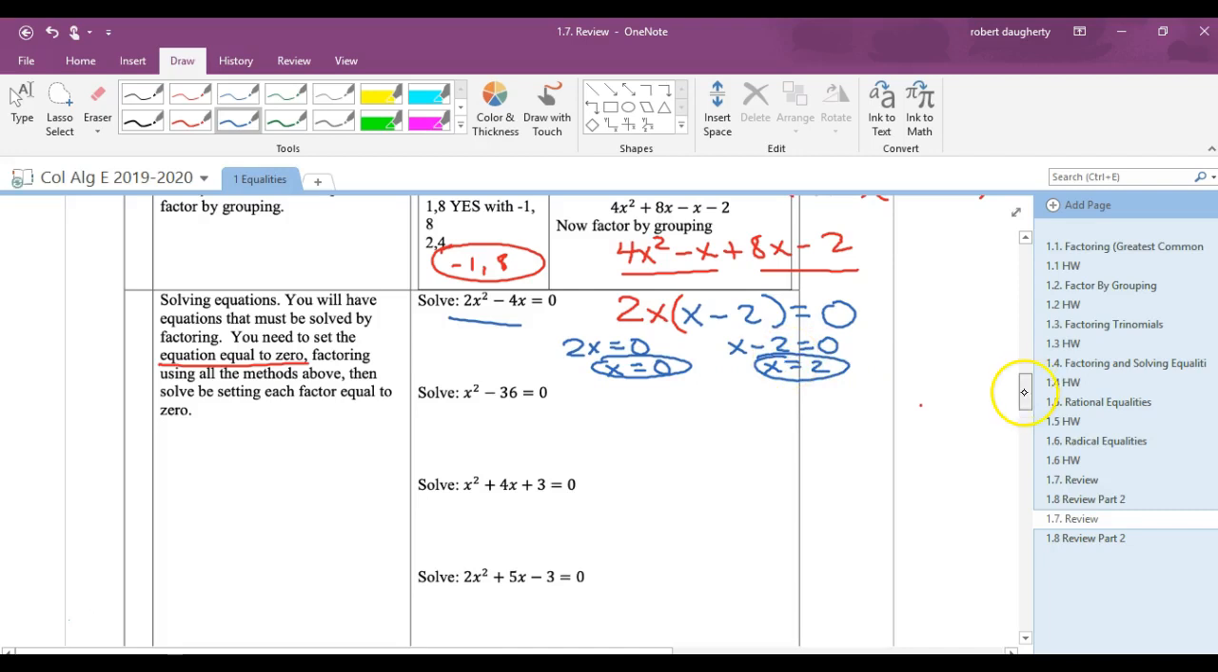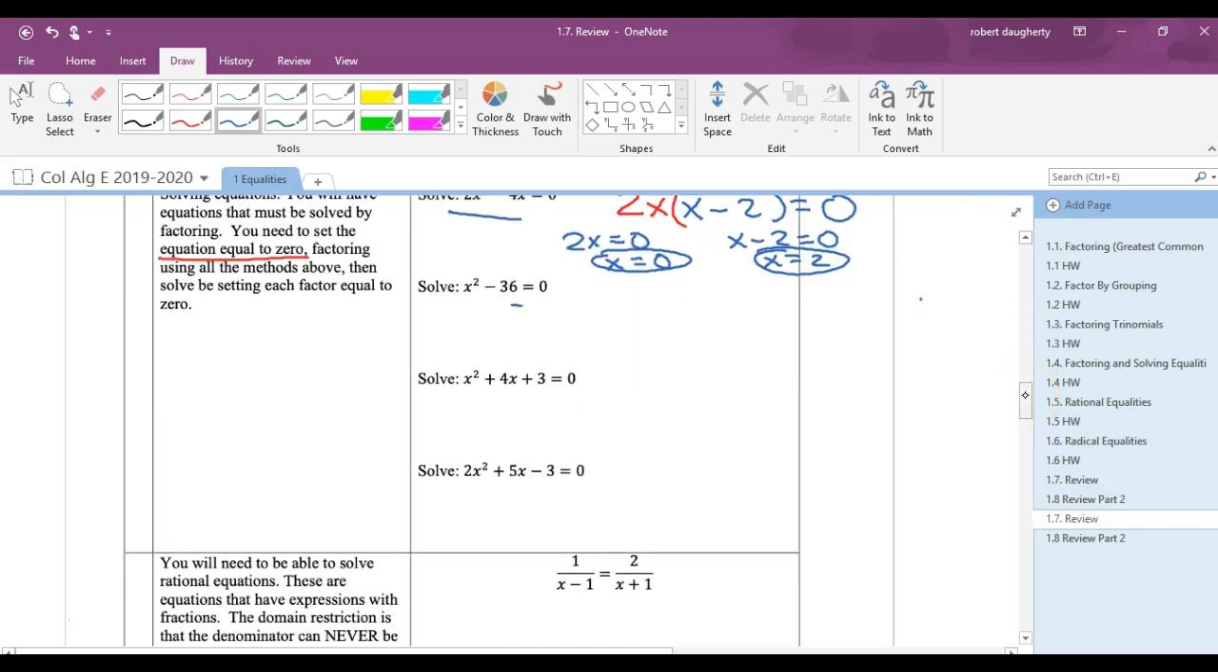Look at the next one. It's already set equal to 0. The factoring method here is going to be difference of squares. x minus 6, x plus 6 equals 0. That means that x has to equal plus or minus 6.